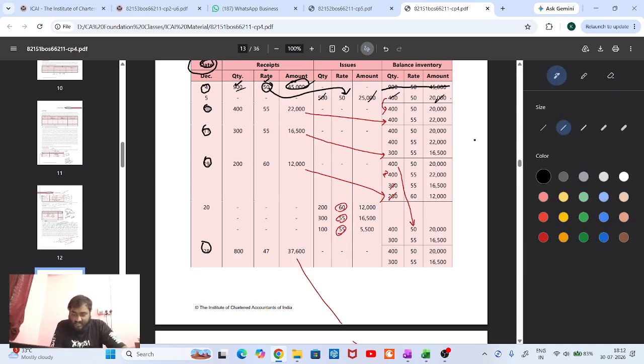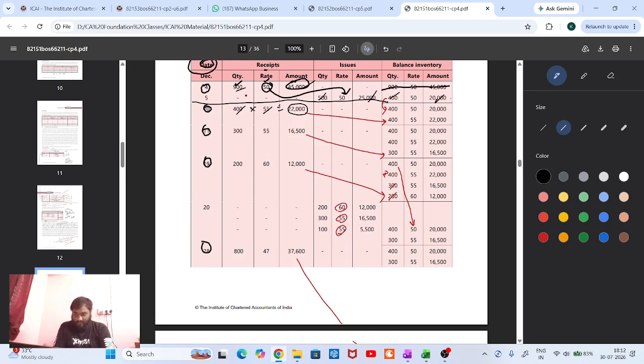And now the second. So we have done till here. Oh my god, we purchased something again. Yes, we did. And the rate is different. This is given in the question, okay? 400 into 55, 22,000. Just multiply these two.